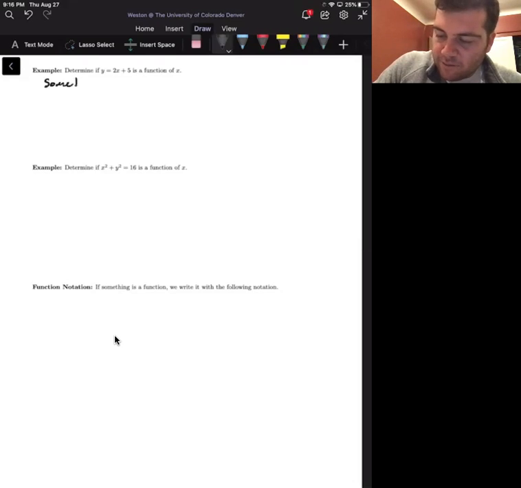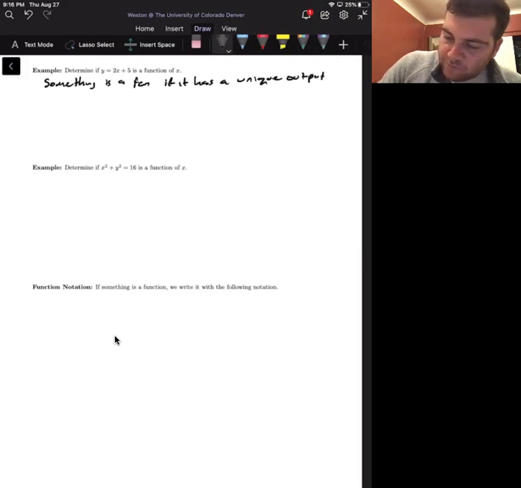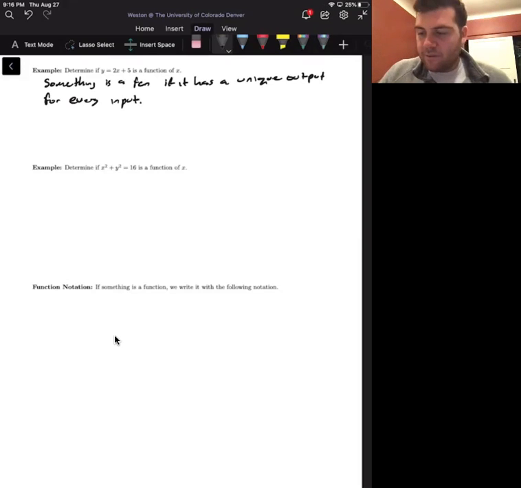something is a function if it has a unique output for every input. Meaning that if we put something into the function, we don't get more than one thing out of it.